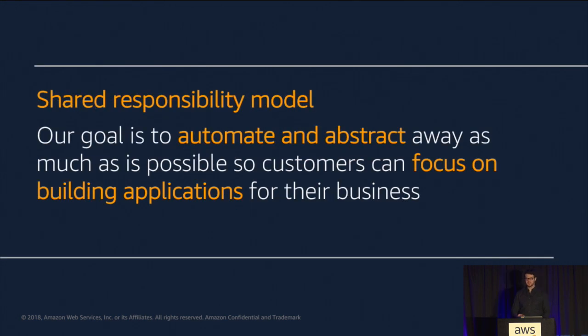So what we think about at Amazon is how do we actually help our customers do this? And we view this as a shared responsibility model. Our goal at AWS is to automate and abstract away as much of this as possible so that you can focus on building applications for your business. And our goal is to make you successful.